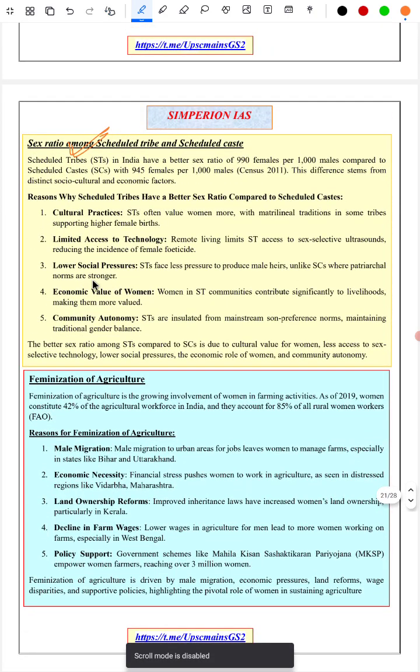Next, we have dealt with the topic that is feminization of agriculture. What is the reason for feminization of agriculture?